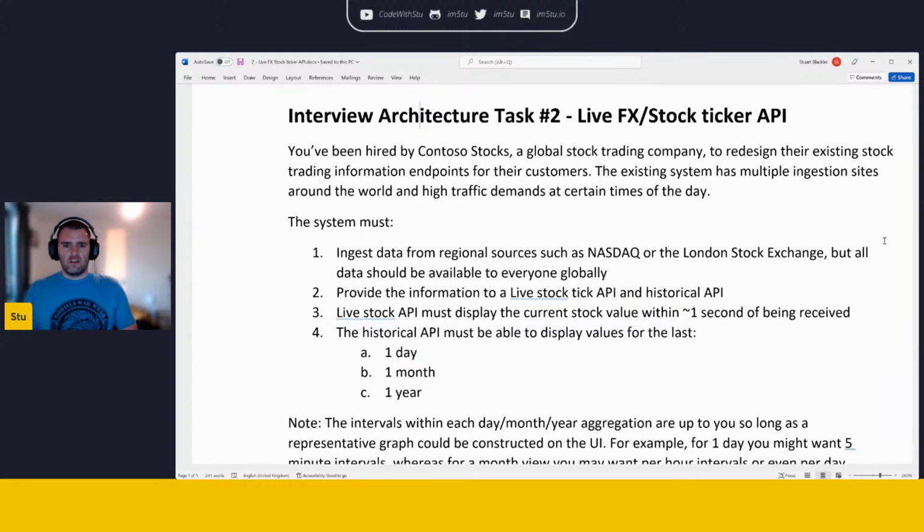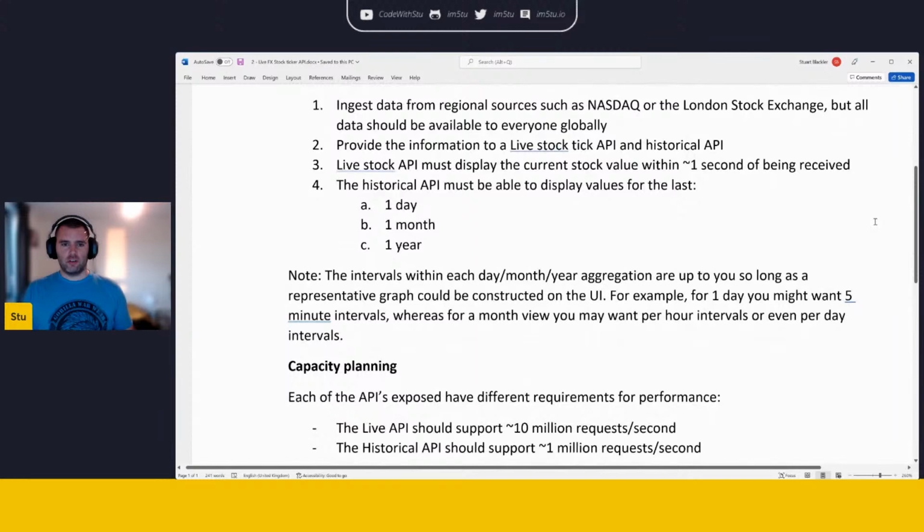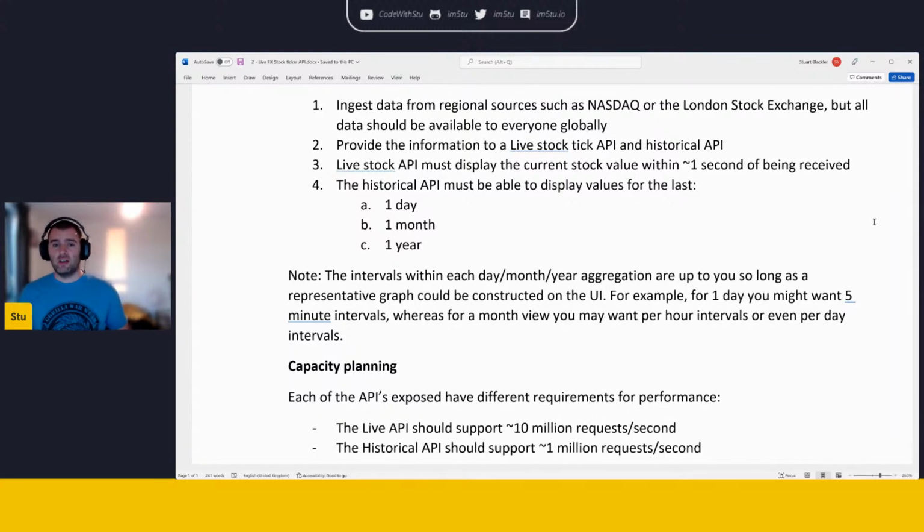So the system must ingest data from regional data sources such as NASDAQ or the London Stock Exchange, but it should be available to everyone globally, again fitting into that multi-region design. We need to take a look at providing the information via a live API and a historical API. Given that it's a live API, we must display the current stock value within a second of it being received. Otherwise, the value is not going to be there.